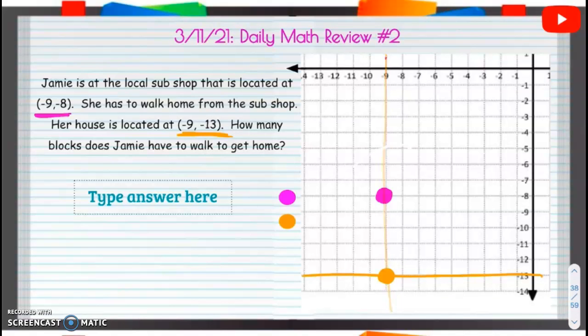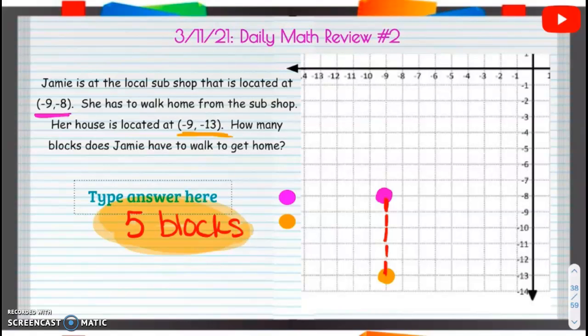All right, so now that we have those plotted, let's see how many points away they are. 1, 2, 3, 4, 5. 5 units. So they're 5 units away, or I should say blocks. So I should say blocks in this case. 5 blocks. And that's going to be it for the DMR number 2.